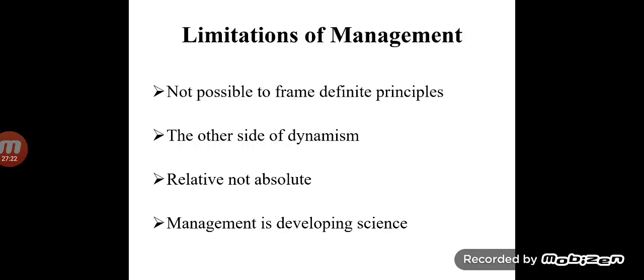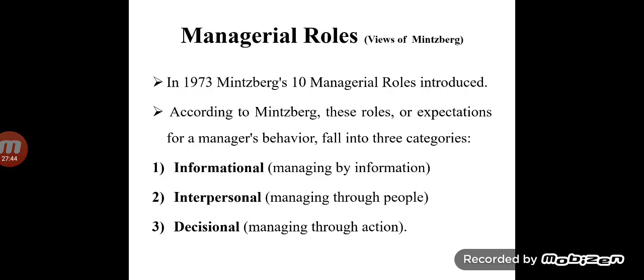Management is a developing science. Like we have learned, management is a science, but it is not 100% science. So why is it not a science? It is a limitation of management. Okay, the cause and effect process is implemented, but that's why it is not a perfect science. So it is a developing science. So these are the limitations of management.